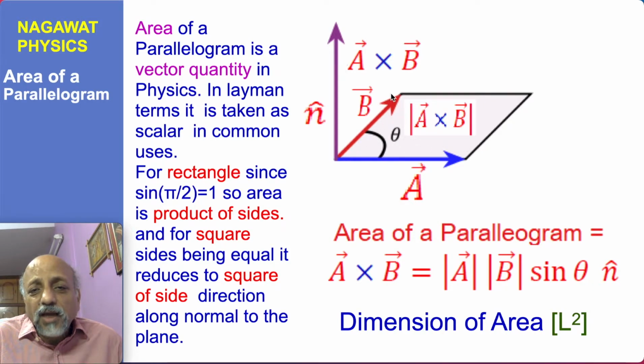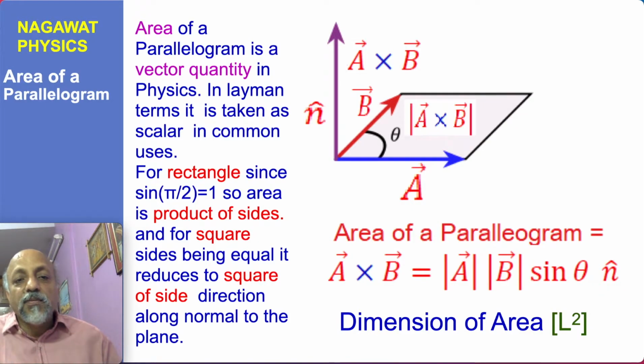A and B are given. Then you can determine the area of this parallelogram. But an interesting aspect of physics is that area is taken as a vector quantity, and the first such definition of the area vector is given here: the area of a parallelogram by definition is equal to the cross product of A and B. So it would be a vector having magnitude equal to the area, and direction perpendicular to the plane containing A and B. So that is how we obtain the area.